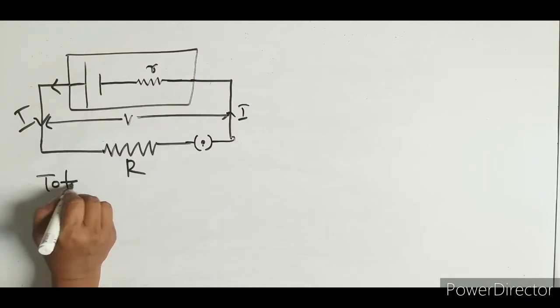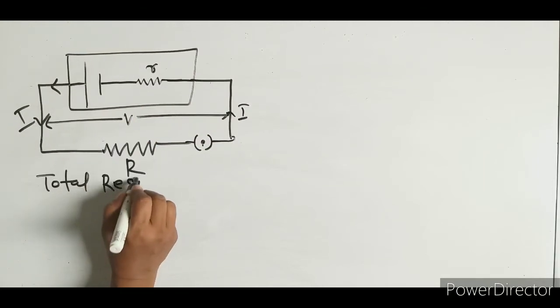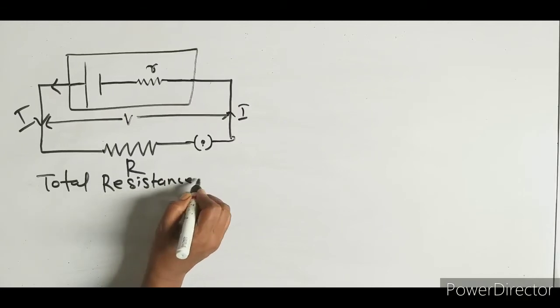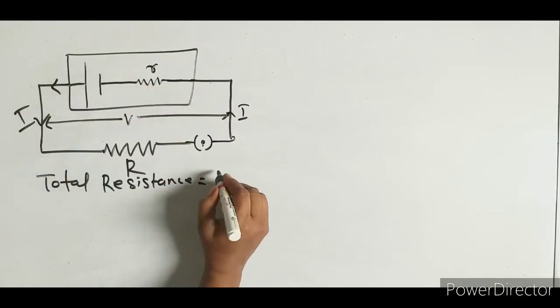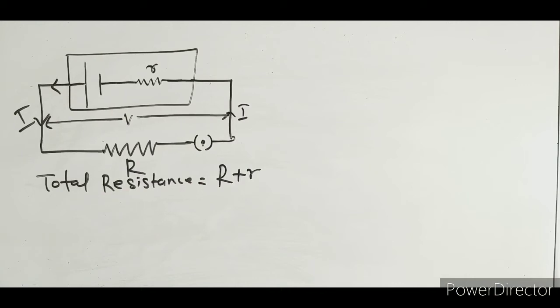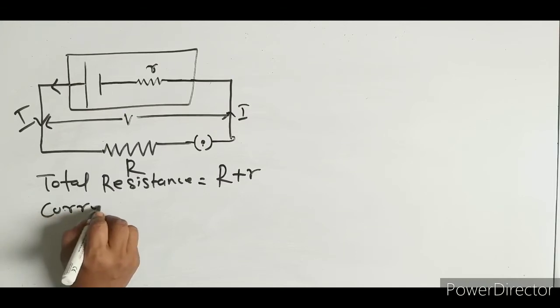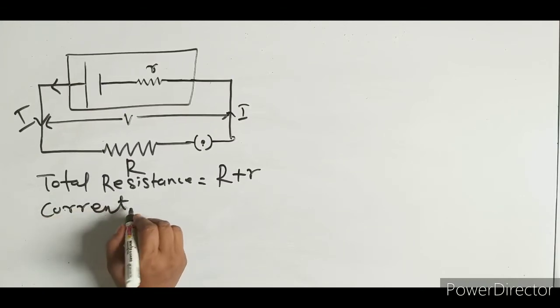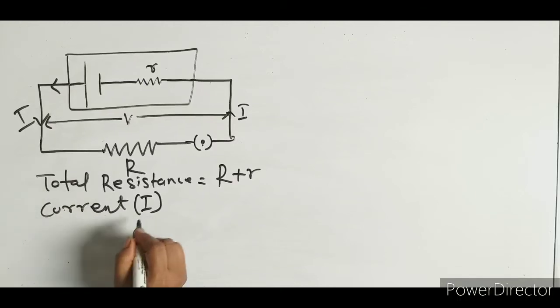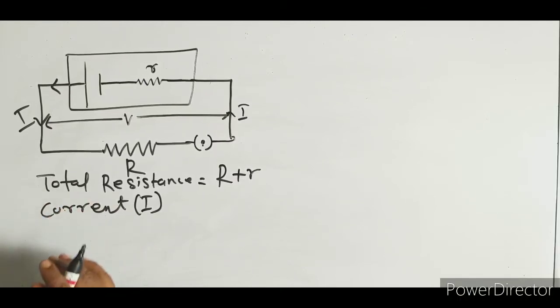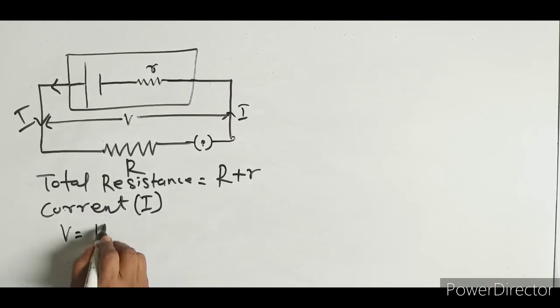So what is the total resistance here? And these resistances are also in series. In series connection, the resistances will be R plus r. So what is the current that flows? How much current flows? One thing to remember: in every case, Ohm's law is the basic law for all this. So always remember V equals IR. Keep this in your mind.